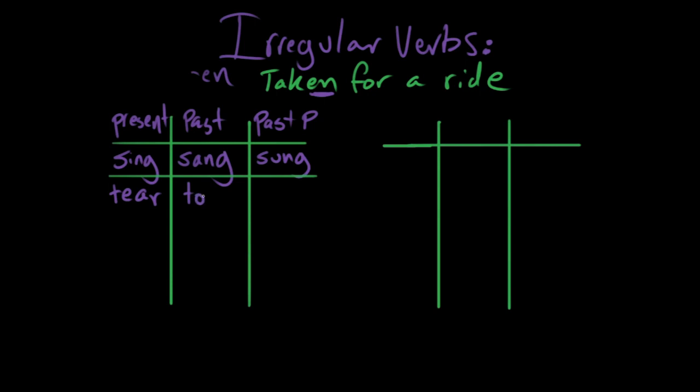Past tense, I tore this piece of paper. And in the past perfect, it's I had torn. I probably shouldn't have done that. I had notes on that paper. Some verbs that fall into the category of the en past perfect have regular seeming past tenses.